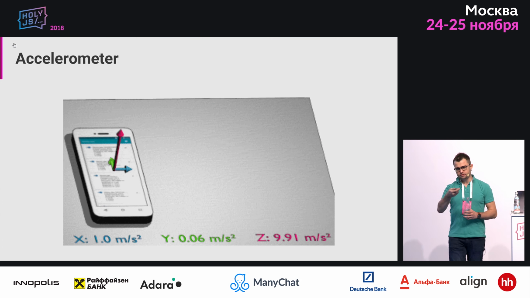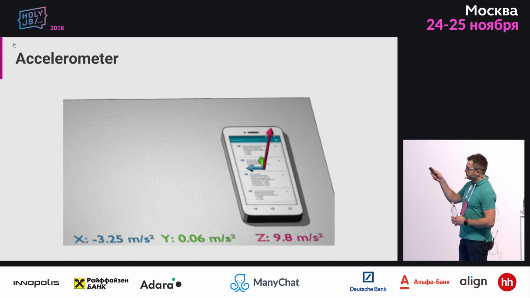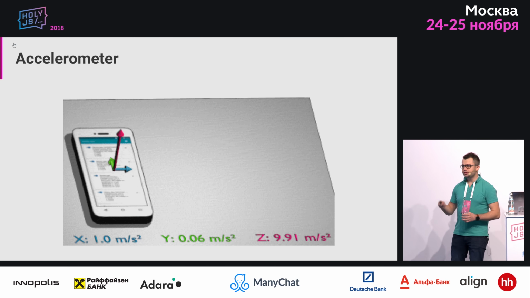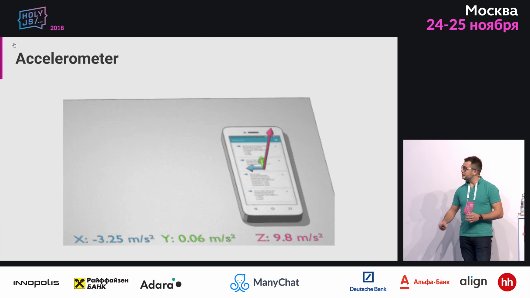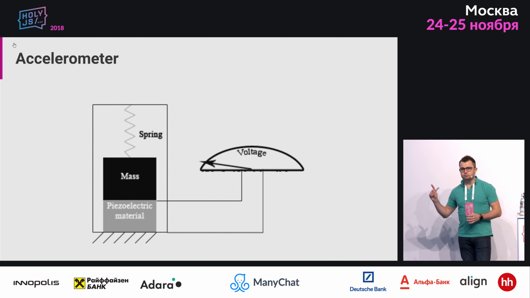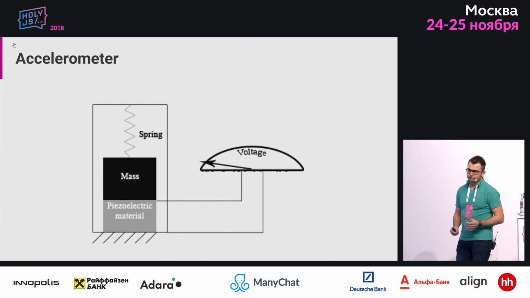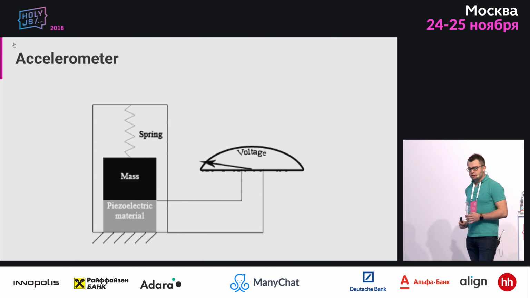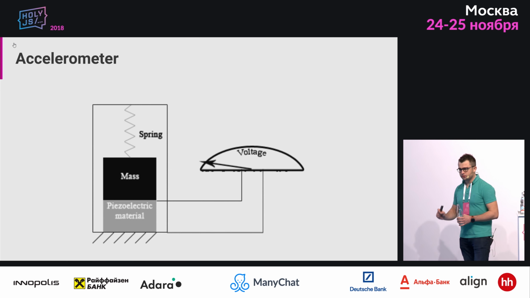As we move this device, if I move it up, there will be some signal generated, x, y, and z, representing this movement. This is a very simple device. How is it built inside of your smartphone? It's just a spring, a mass, and some material that has a very important characteristic.